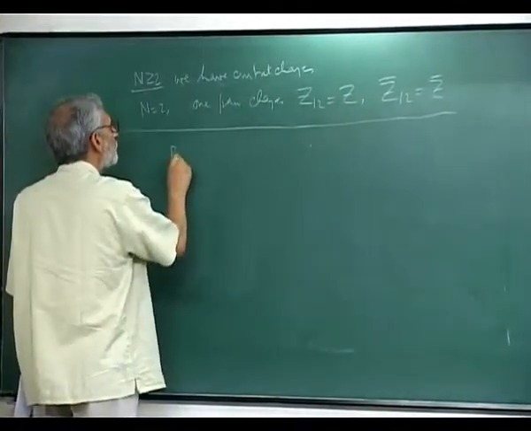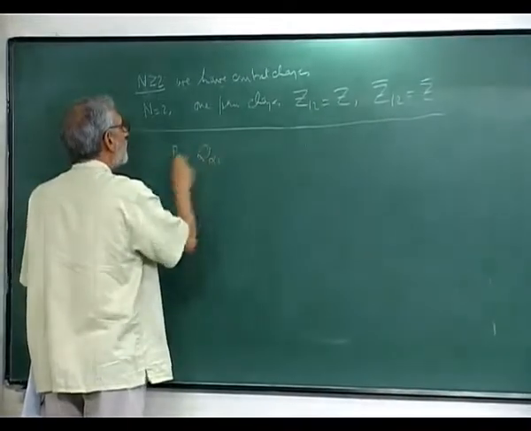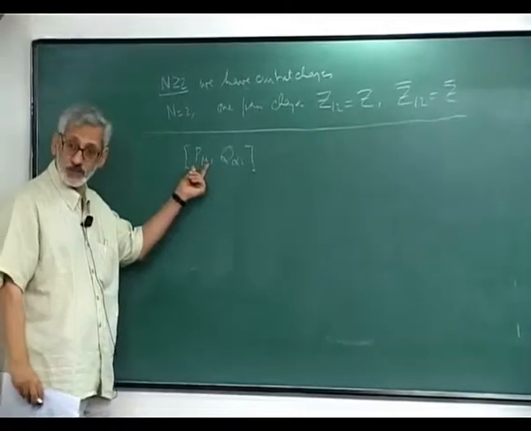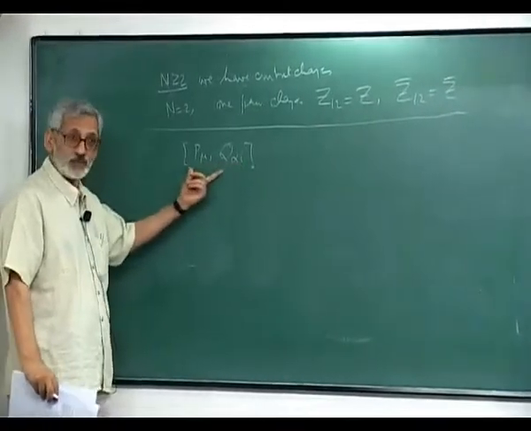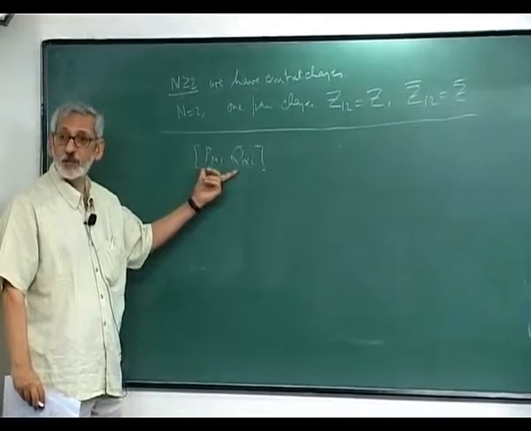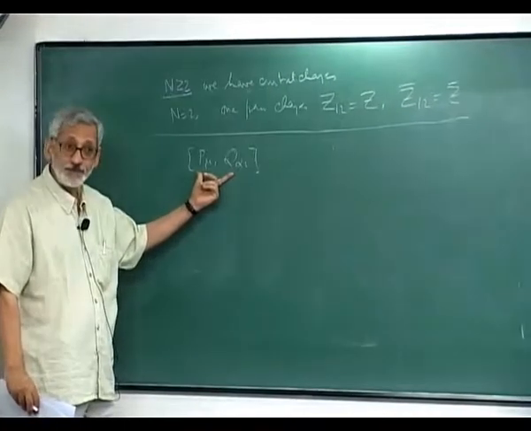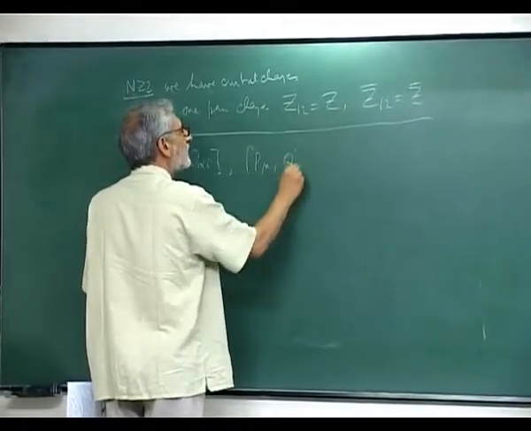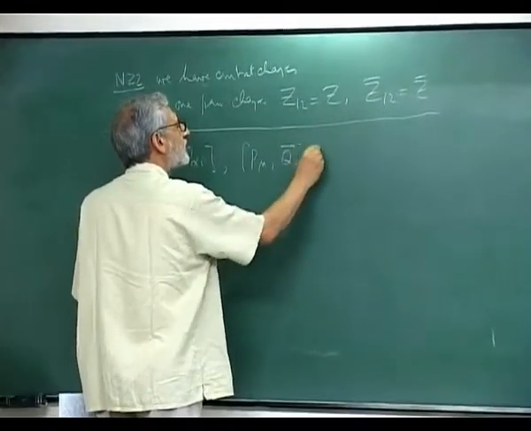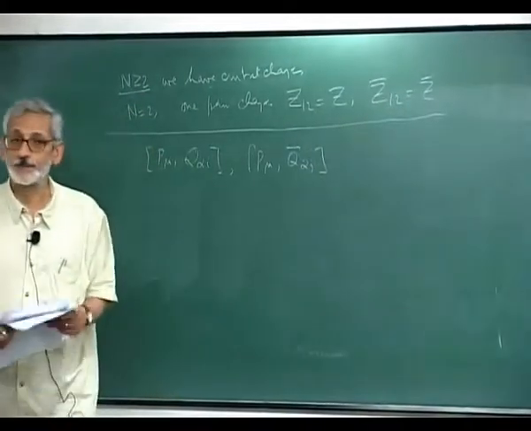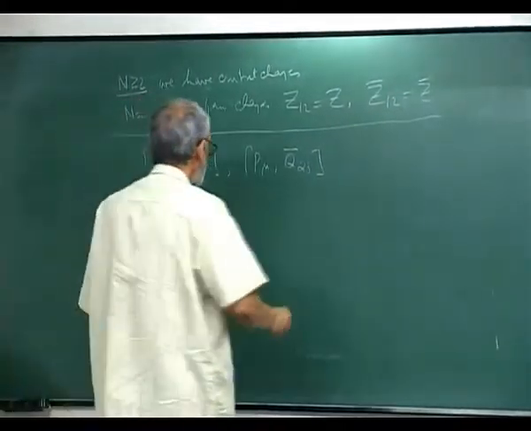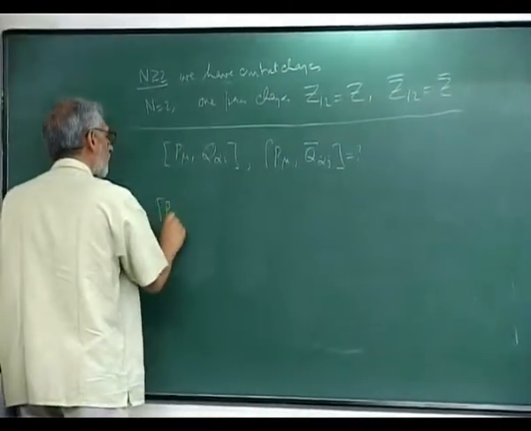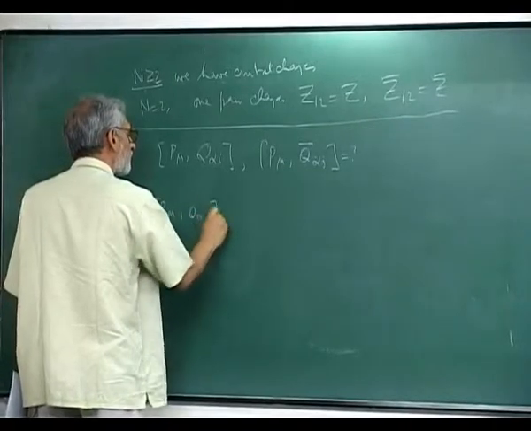So which means P mu Q alpha I, a commutator. Now this is a bosonic charge, this is a fermionic charge. So the corresponding relation is a commutator. What is this, and what is this? So let's start with this, P mu Q alpha I.